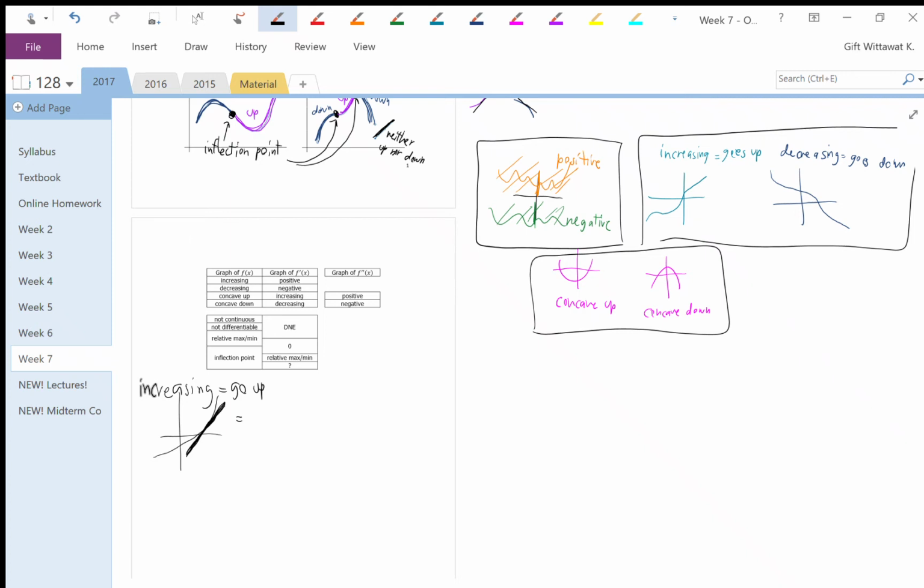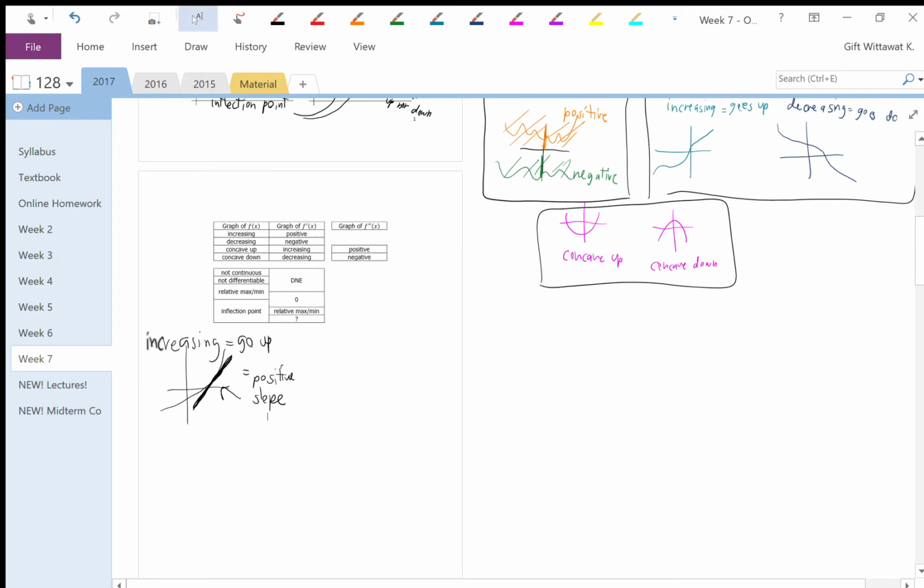So a function by increasing, I mean increasing. A function is increasing when it goes up, and when it goes up, you can see that the tangent line is going to slant up, and when the tangent line is slanted up, that means it has a positive slope. But what does positive slope have to do with anything?